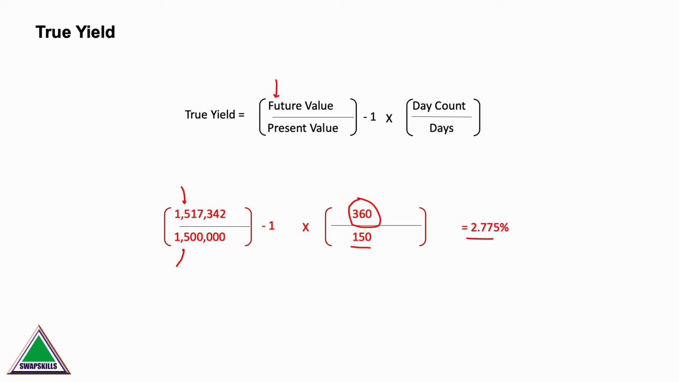And there you are. There's our annualized rate of return for holding this investment over 150 days. So the key thing was to work out how much money did I put in, present value, what did I sell it for, future value, take away 1, and then annualize it, grossed up to a full year.